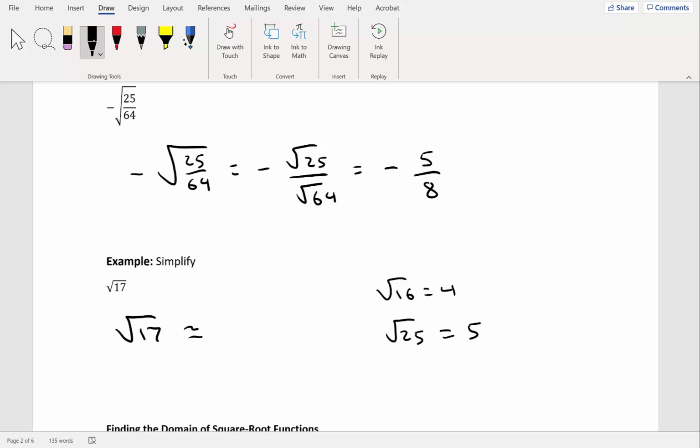So square root of 17 has to be a number between 4 and 5. Since it's a lot closer to 16, this would be about 4 point something. Let me put it in the calculator. This would be approximately 4.123, rounding to 3 decimal places. Some of the square roots, you just have to approximate by using a calculator.